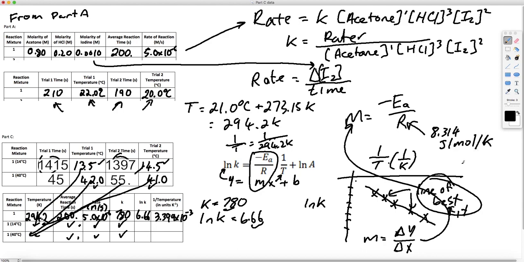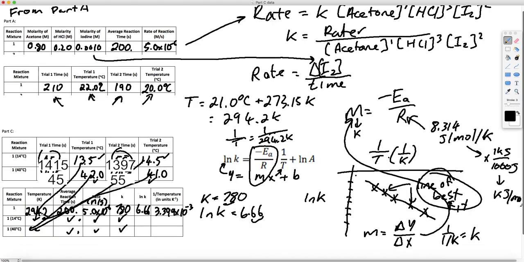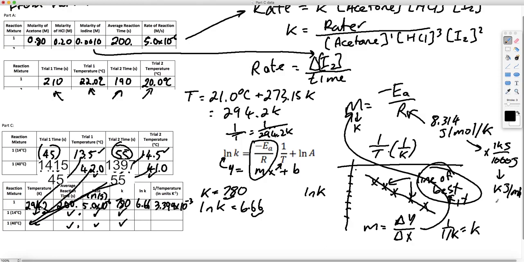And the slope here will have the unit of kelvins, because it's going to be change in y over change in x. So it'll be 1 over 1 over K for the unit, which will be K for the slope. So you can see that if you take the slope and you multiply it by R, then you'll end up with a unit of joules per mole, which could end up being converted into kilojoules per mole by multiplying by 1 kilojoule over 1,000 joules. And that will end up giving you kilojoules per mole as the unit for Ea. And that's what we're going to end up doing.